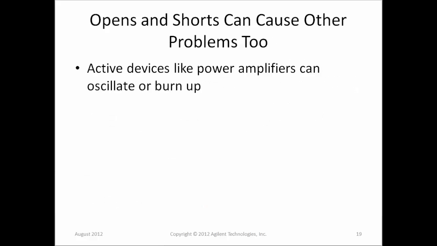Opens and shorts can cause other problems too, particularly in active devices like power amplifiers. They can oscillate or even burn up if you put an open and a short on them to measure them. So people tend to want to avoid that. They want to use an impedance which is closer to the real world use case impedance. So this is another problem with opens and shorts. It doesn't particularly affect high-speed digital cases because you're generally measuring passive devices, but in RF power amplifiers this can be problematic.